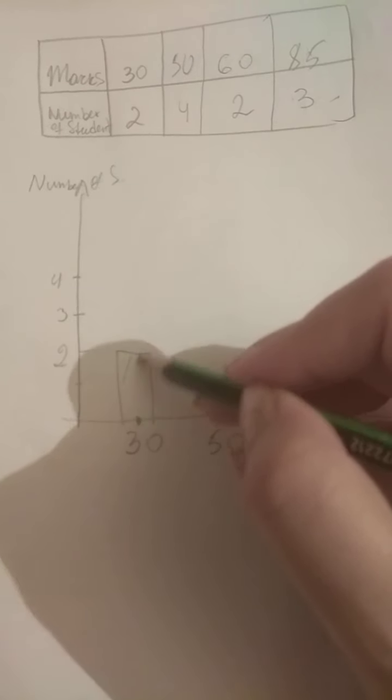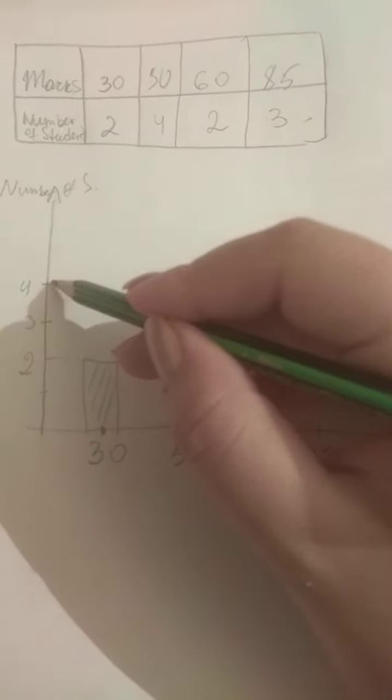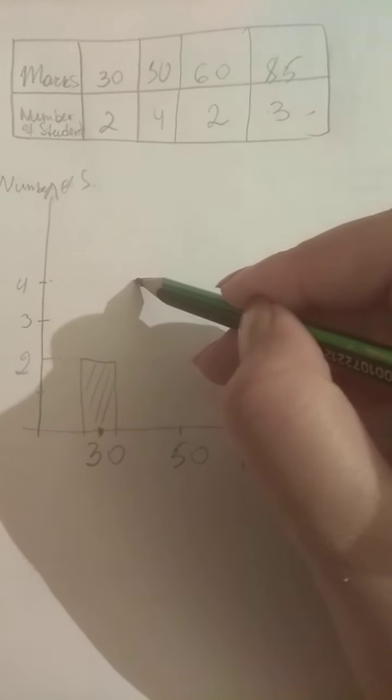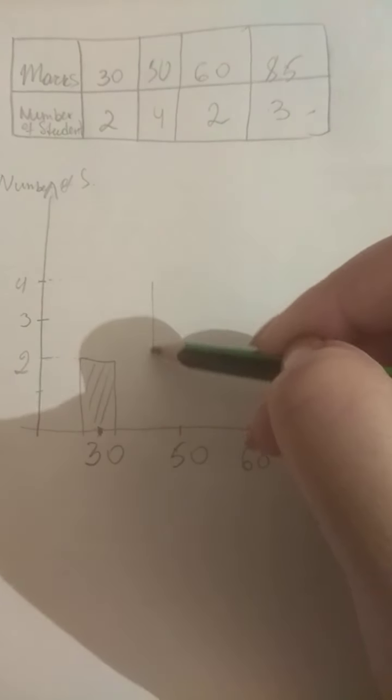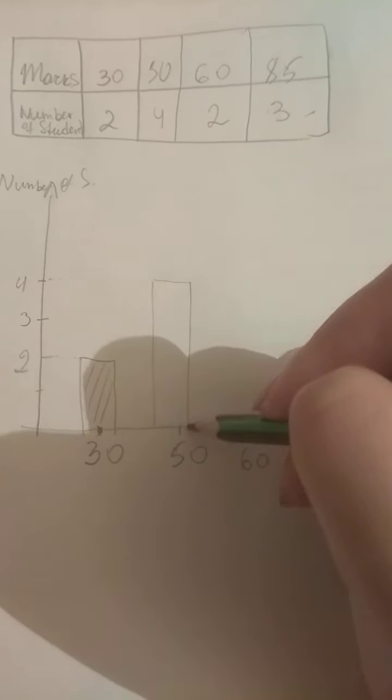Did you see that one? Then 50 is what? It represents 4. So listen, 1, 2, 3, and 4. So up to 50, we should draw again this one.